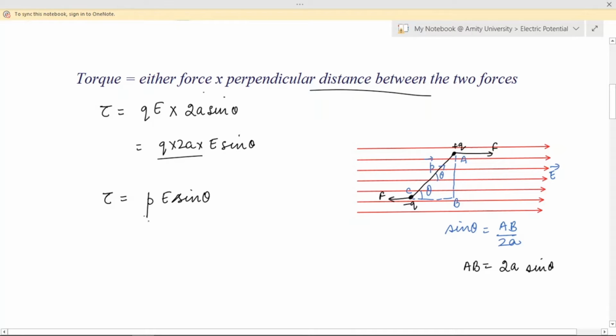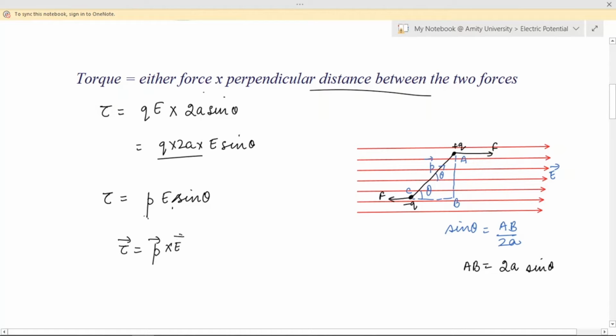Electric dipole moment is a vector quantity, electric field is a vector quantity, and since torque is PE sine theta, this gives the torque as a vector. So here torque can be expressed in vector form as torque is equal to P cross E.